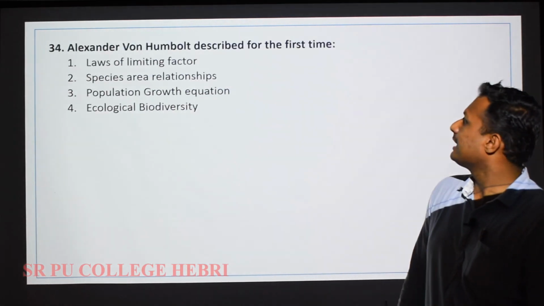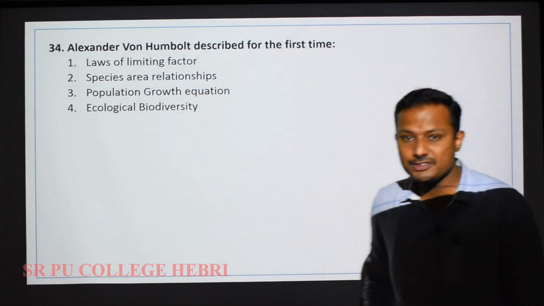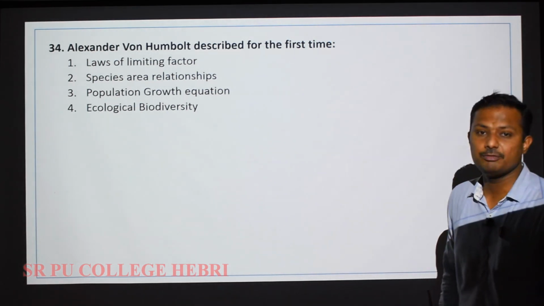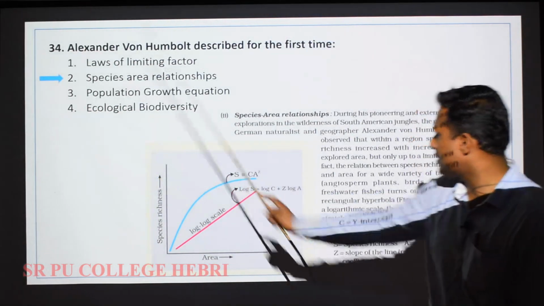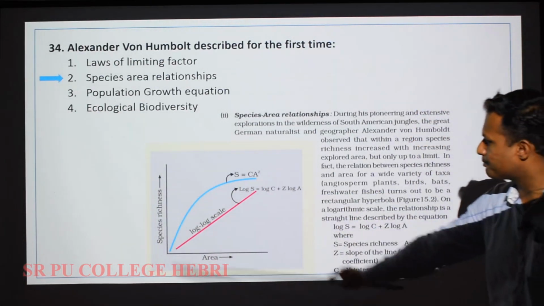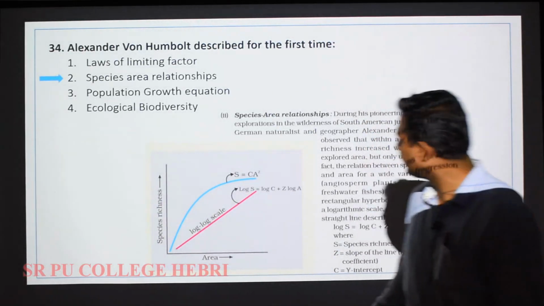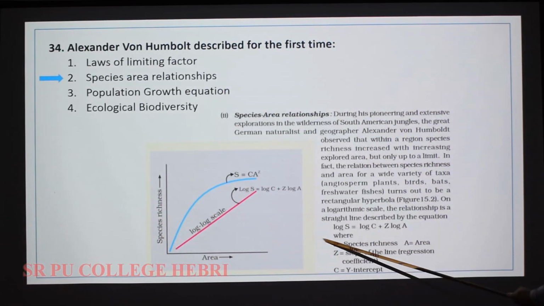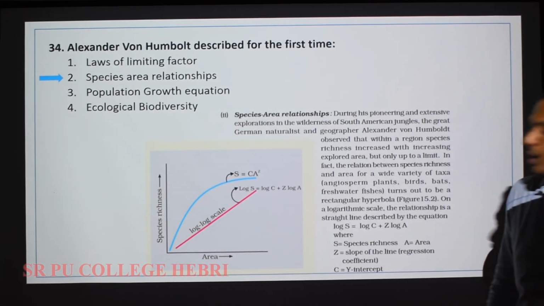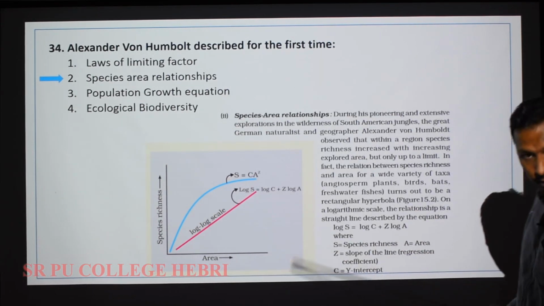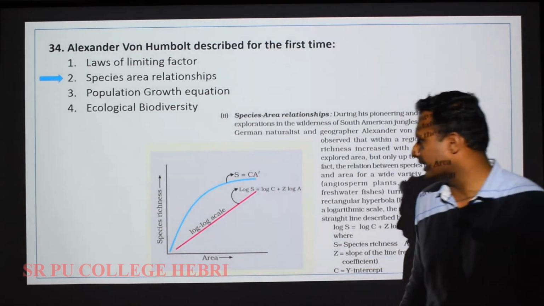Right? The next one: Alexander von Humboldt described for the first time what? What did he describe for the first time? So it was the species area relationship here. You know that on this slope, species richness goes on increasing along with the area until a certain limit. And you should also remember this particular equation, log S is equal to log C plus Z log A. You should know the meaning of these terms in that equation.